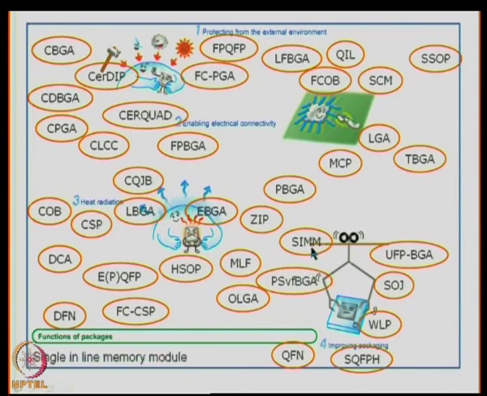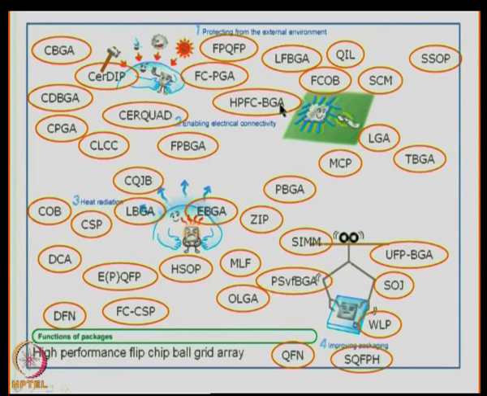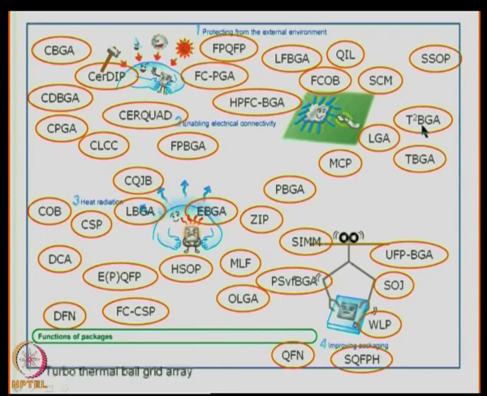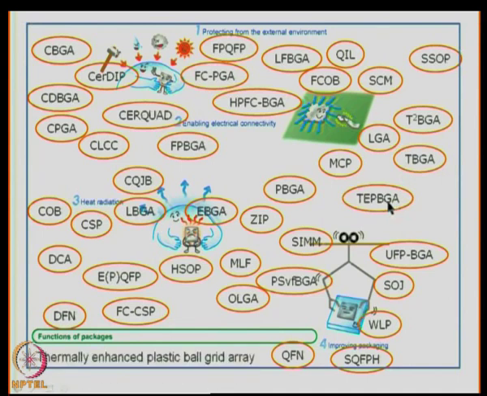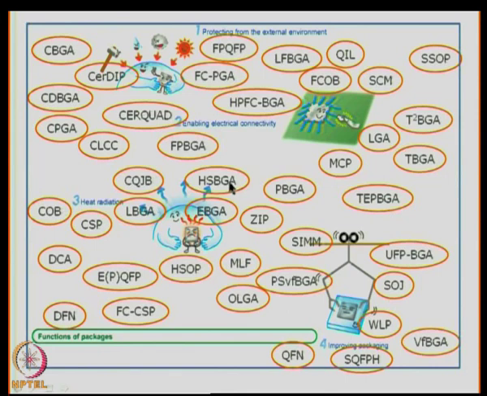SIMM stands for single in line memory module. HPFCBGA stands for high performance flip chip ball grid array. T squared BGA is another package that is available today. It is known as turbo thermal ball grid array, which means quickly removing heat from the package. TEPBGA stands for thermally enhanced plastic ball grid array. Then you have HSBGA, which stands for heat spreader or heat slug ball grid array. So, it may mean the same for different package acronyms, but this can be used by different companies. Then you have VFBGA, which stands for very fine pitch ball grid array.